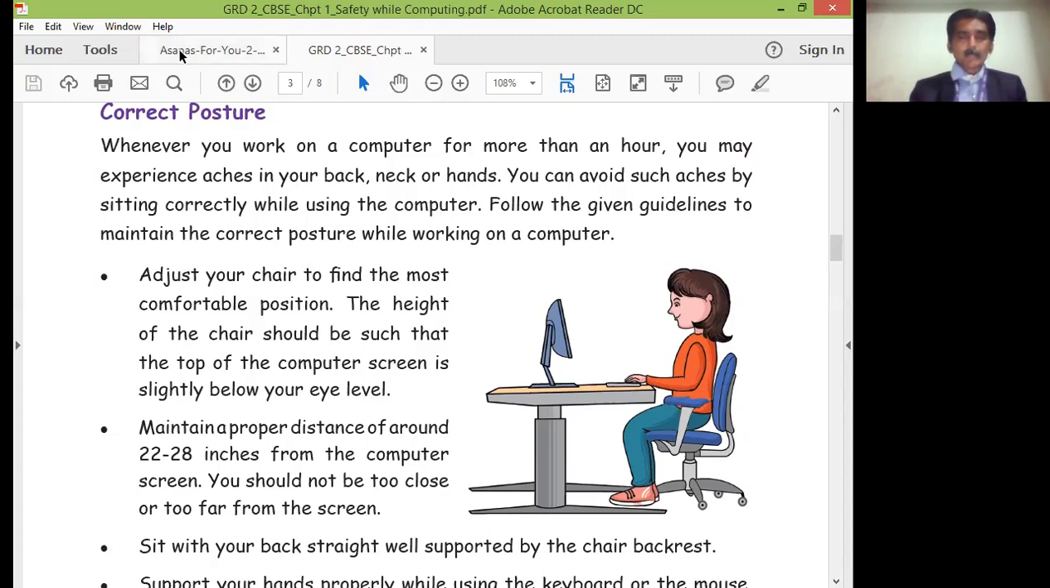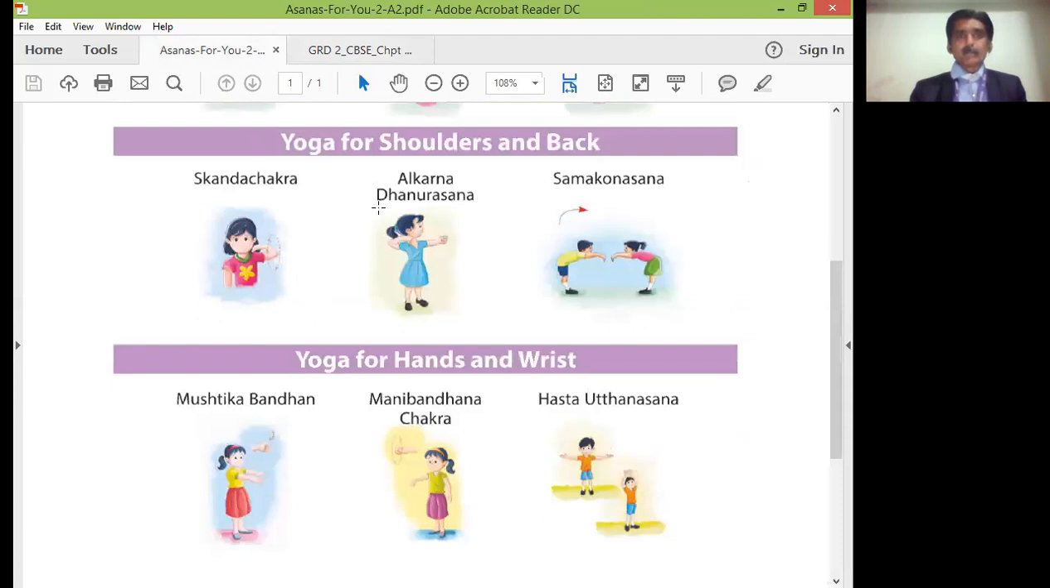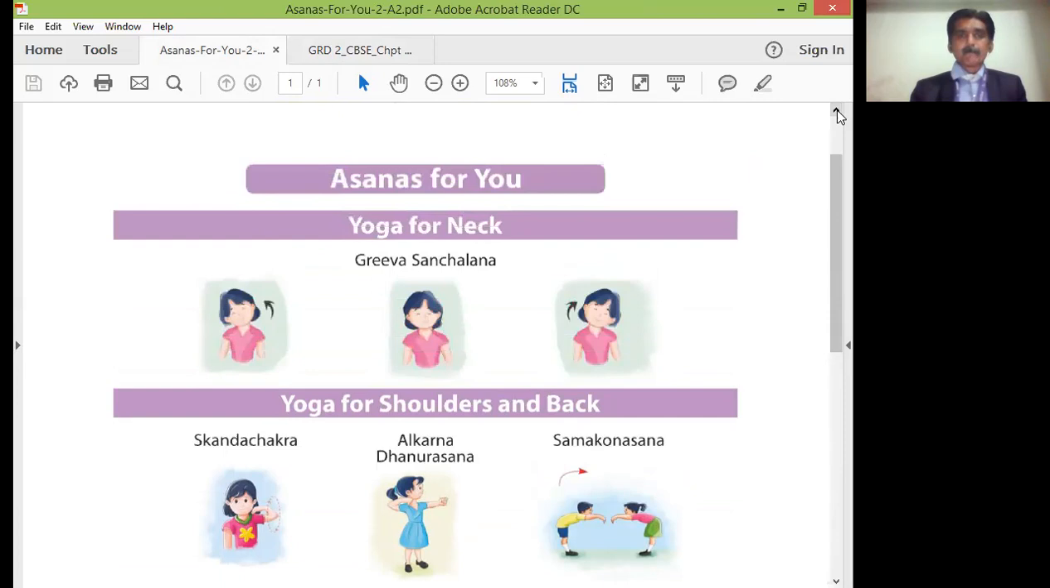Okay. Now see, I want to show you this important picture. Okay. Now let us begin asanas for you. Asanas, exercise. Asanas for you.